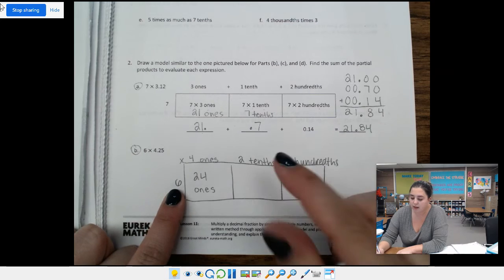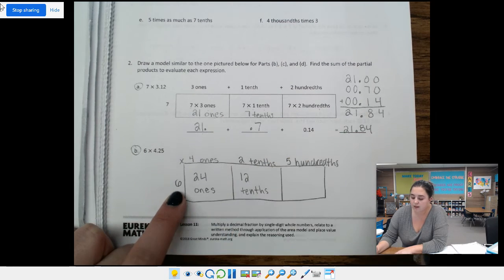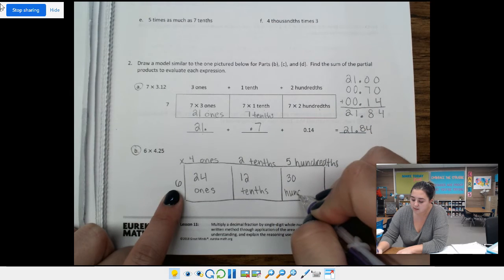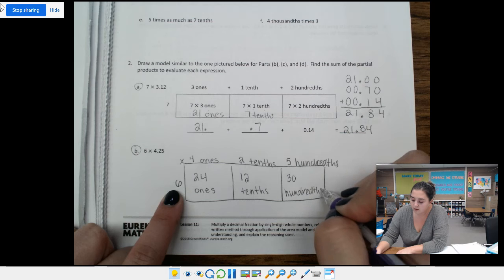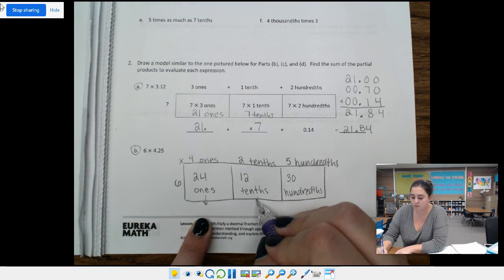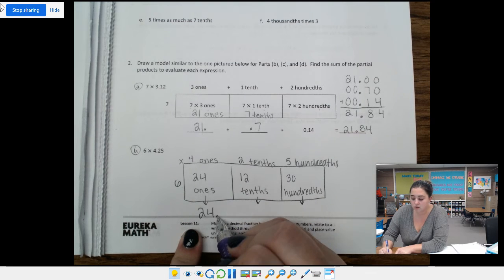6 times 4 ones would be 24 ones. 6 times 2 tenths would be 12 tenths. 6 times 5 hundredths would be 30 hundredths. And then we need to turn them into decimals. So 24 ones is just a normal 24.